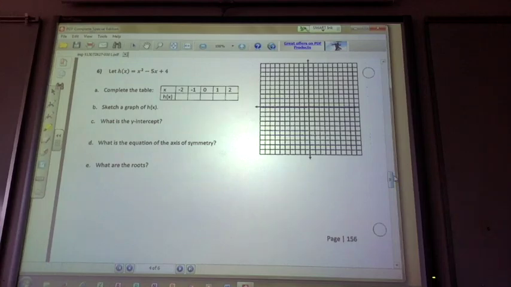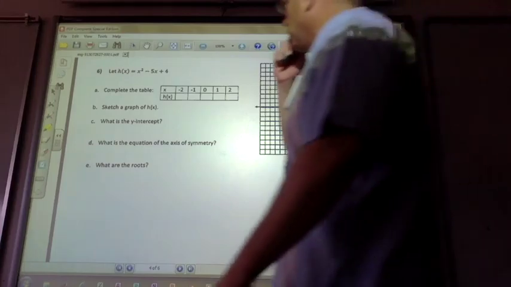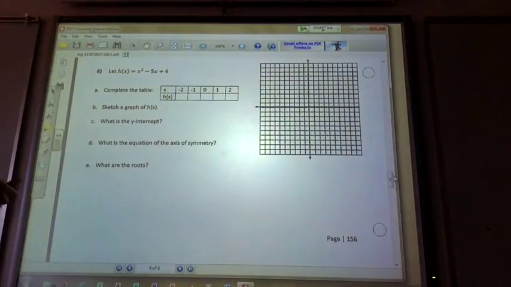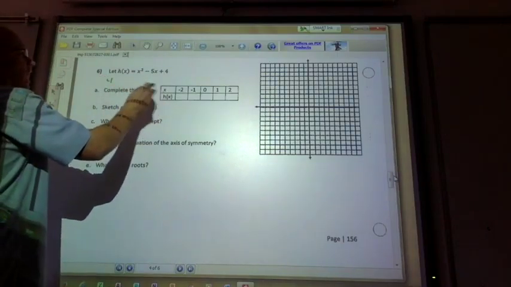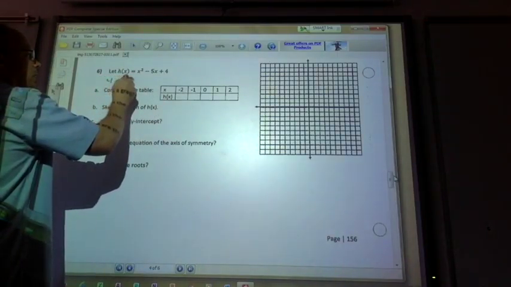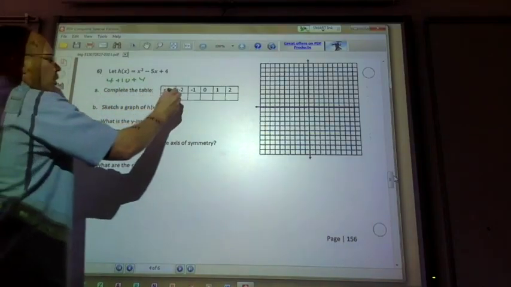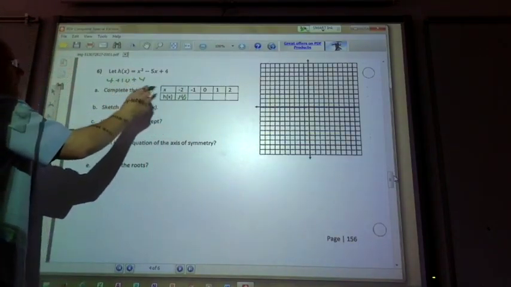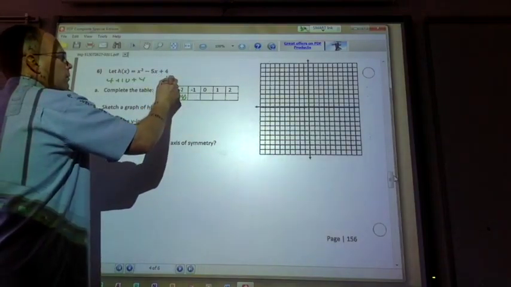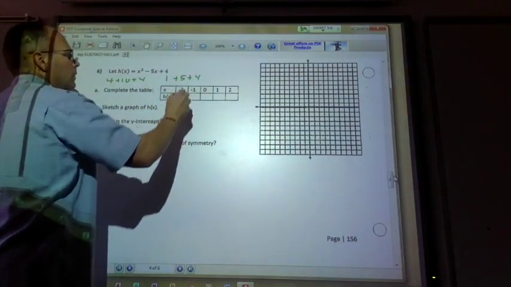Number 6, quadratic, yes? Because it's x squared, yes? Let's complete the table. I don't think we have to do this too much. -2 quantity squared is 4, plus 10, plus 4. Excuse me. 18, thank you. And plug -1 in, I get 1, plus 5, plus 4, 10.